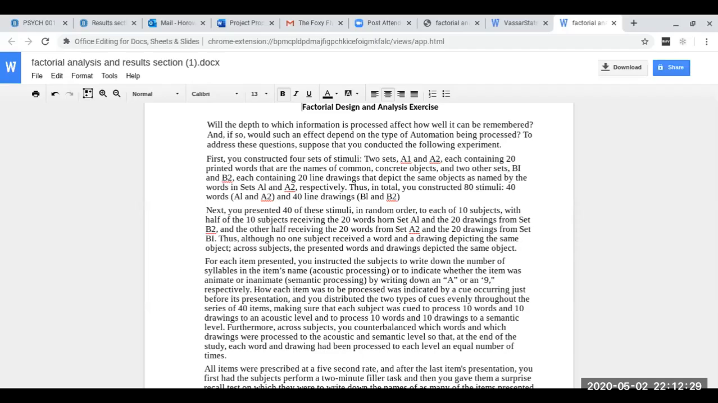All the words and drawings are the same. So 40 words and 40 drawings of those words. All right, hopefully you're still with me. Next, you presented 40 of those stimuli in random order to each of 10 subjects. Half of the 10 subjects received the 20 words from set A1 and 20 drawings from set B2. The other half received 20 words from set A2 and 20 drawings from set B1.